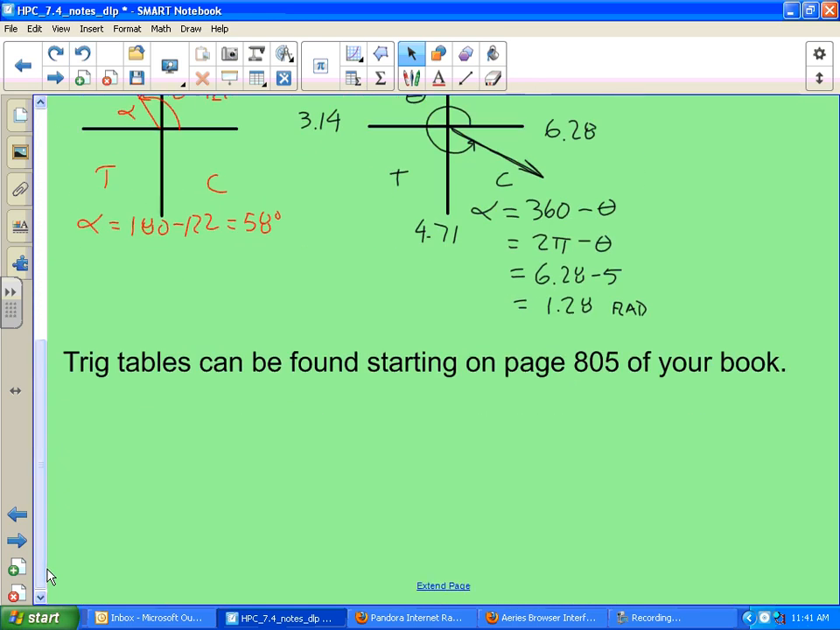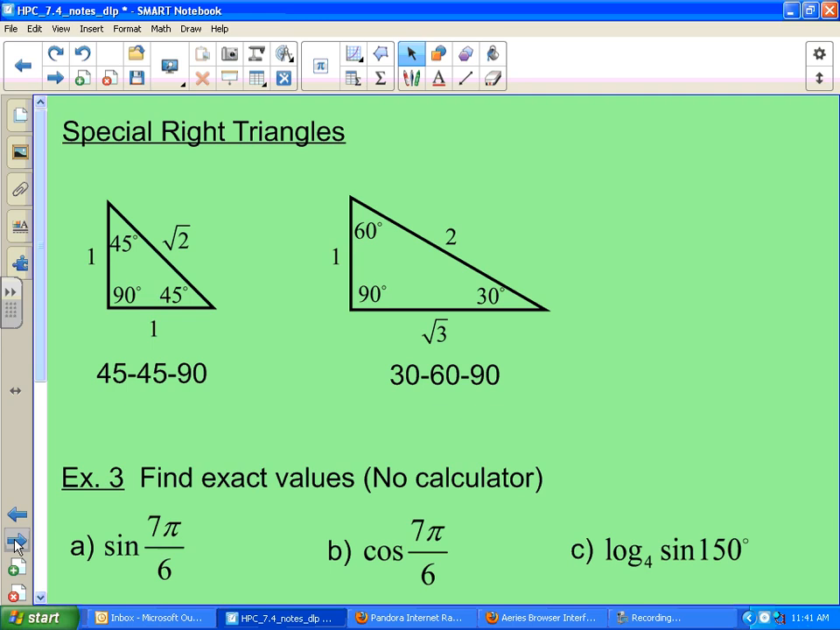All right, so in the back of your book, you want to peek over there. 805 begins all of your trig tables. However, your calculators are probably going to be faster for this. But you can find in there all of the values of sine, cosine, tangent. I think it even does cotangent, secants, and cosecants for your decimal degrees and your radians. It gives you the ratios already. But it's probably just faster to use the calculator. All right, we doing okay so far?